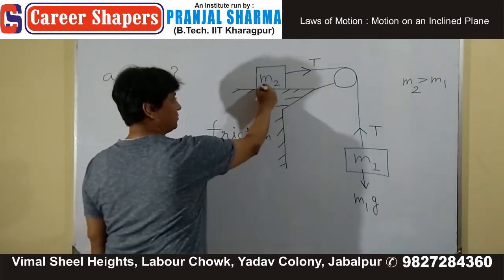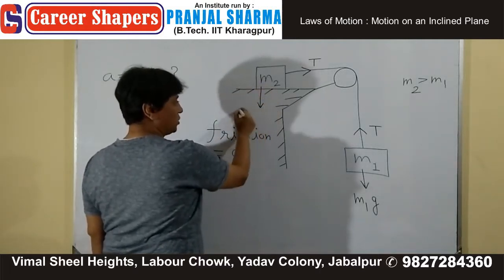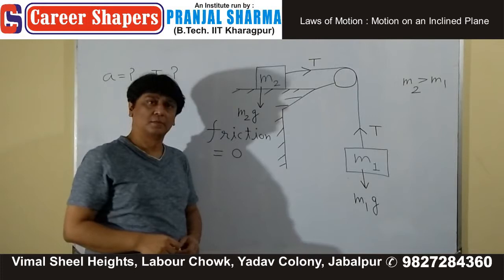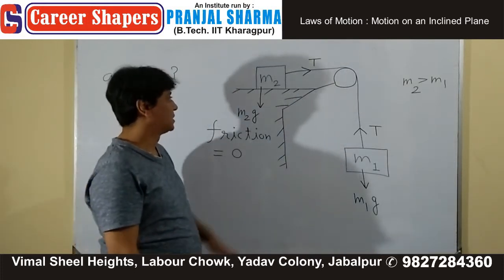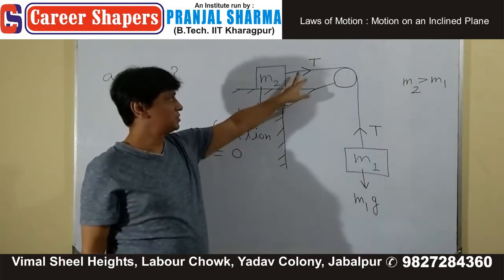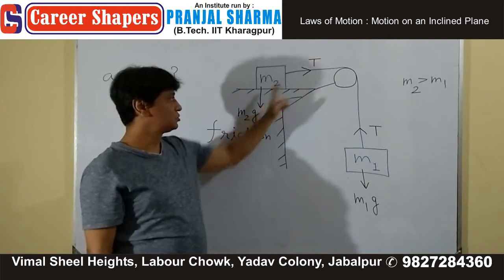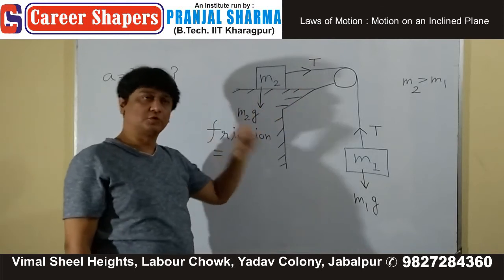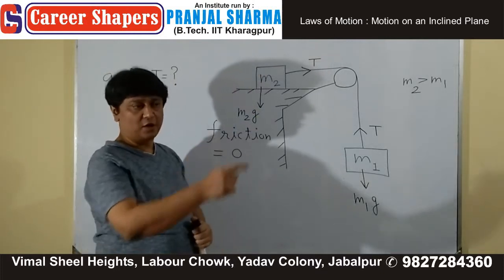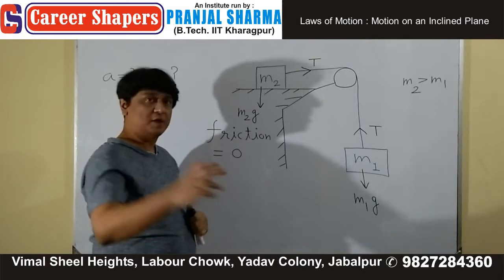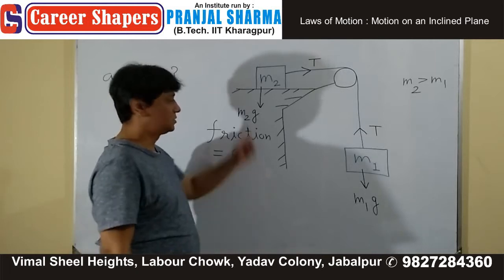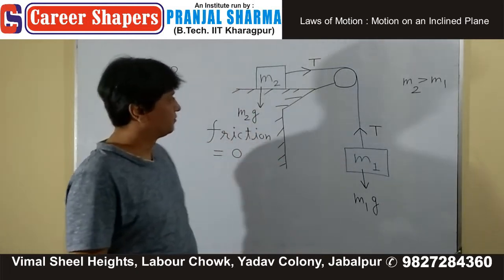On this M2, there is a downward force of M2g. But tell me one thing. This M2g, this T, other than these two, there is a third force also which is present on M2. What is that third force? Write down in the comment box. And that's how we decide how things move. There is a third force acting on M2. What is that?